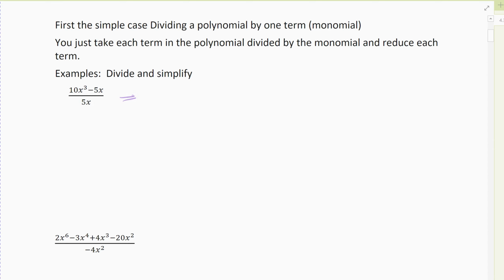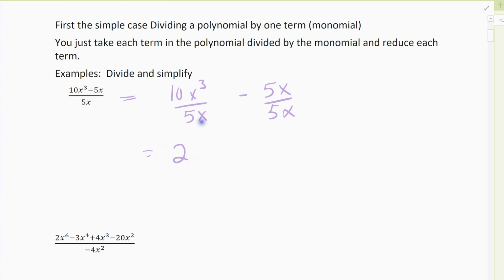And so what you do is you split the fraction. I divide each piece instead of the total. It's kind of like when I distribute, I'm multiplying by the total, and I do it one part at a time. So I'm going to take my 10x cubed divided by my 5x, minus my 5x divided by my 5x, and then I simplify. Simplify means reducing, and 5 divides into 10 and gives me a 2.